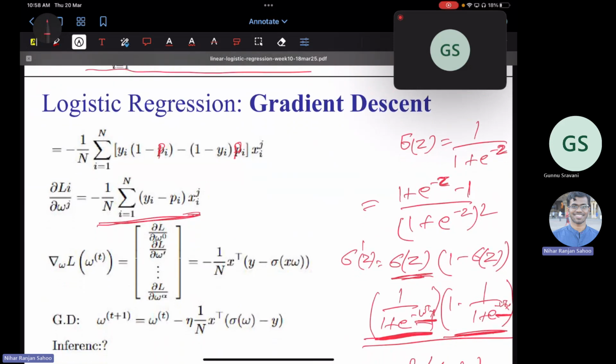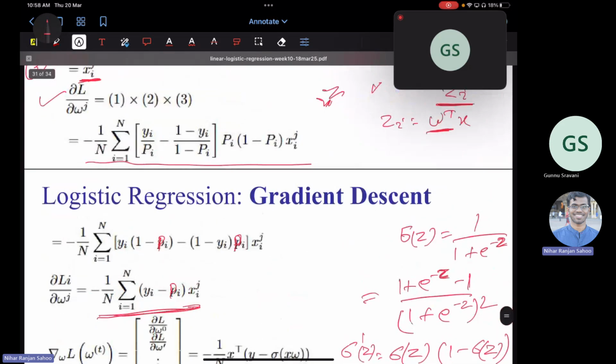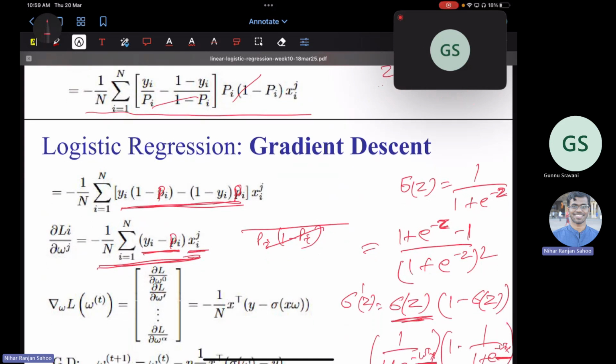So all these terms will be capital P, as per the terminology used in the previous slide. If you do this simplification, it will be pi into 1 minus pi in the denominator. Then you multiply 1 minus pi with yi, pi with 1 minus pi, and pi into 1 minus pi will get cancelled here, and this will be the leftover. Now if you open this up, yi minus yi into pi here, plus yi into pi, so these two terms will get cancelled. Only the leftover term will be yi minus pi from this simplification, and xij is there, right?